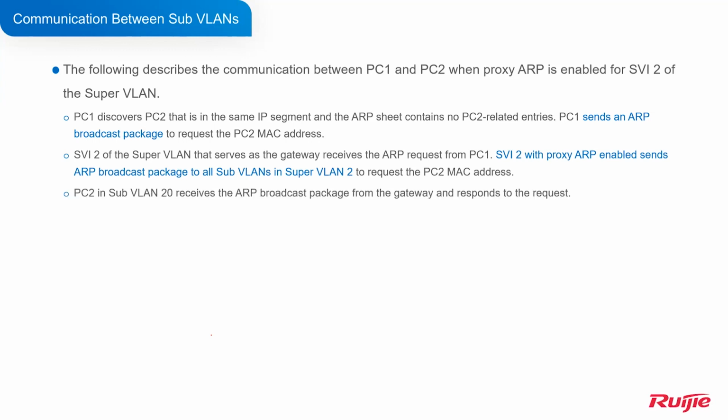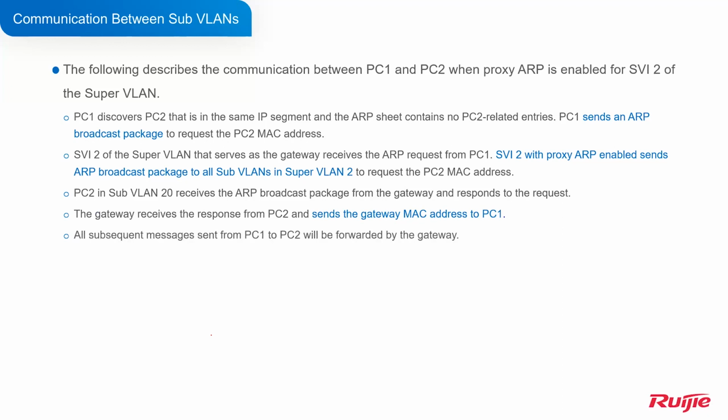PC2 in sub-VLAN 20 receives the ARP broadcast packet from the gateway and responds to the request. The gateway receives the response from PC2 and sends the gateway MAC to PC1. All subsequent messages sent from PC1 to PC2 will be forwarded by the gateway, because the MAC address has been replaced with the MAC address of the gateway. So all the traffic will be forwarded by the gateway. Okay, this is the communication between two PCs in two different sub-VLANs.